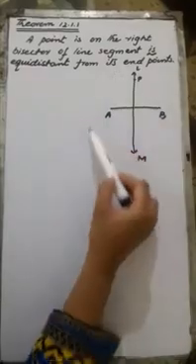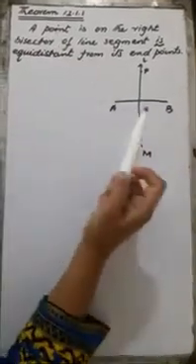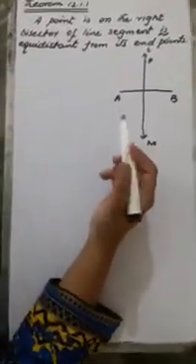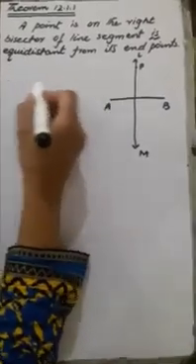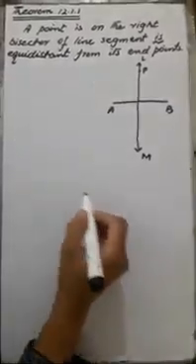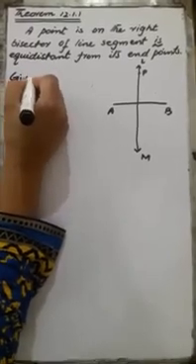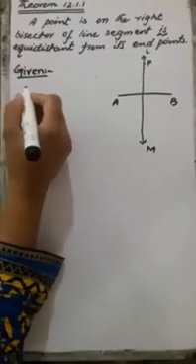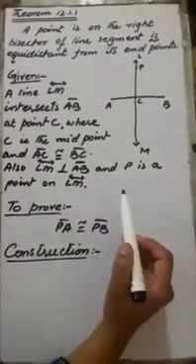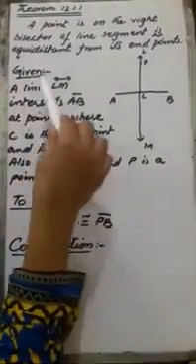Now whatever we have in the given, in the to prove, or whatever construction we do, we have to write it in written form. Okay, now we will write the given. Okay, now this is the given.